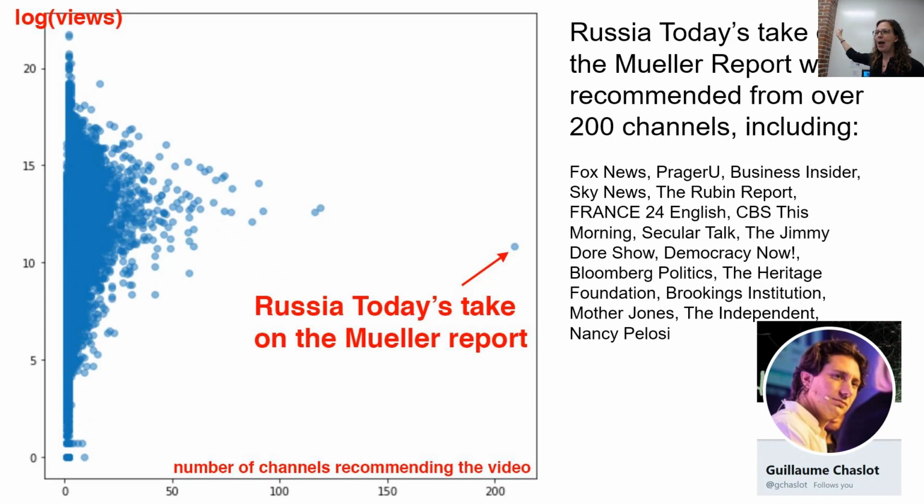And you see we have this extreme outlier of Russia Today's take on the Mueller report. Russia Today is a Russian state-owned media outlet. And it was being recommended from this huge range of channels across the political spectrum. This should be concerning, that something is off, that you have this outlier of certain videos being recommended so much. This is something that Russia Today has done very well at, and I think there's reason to believe that they're really studying how to manipulate the algorithm.